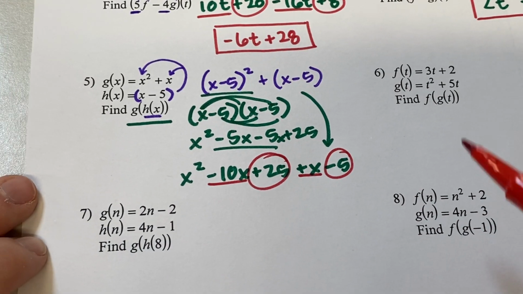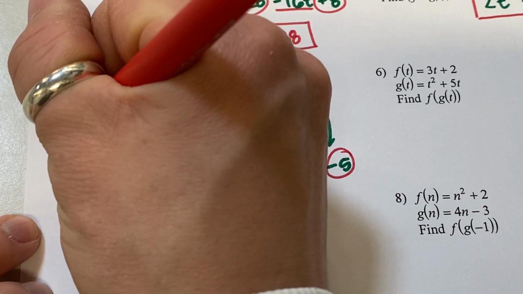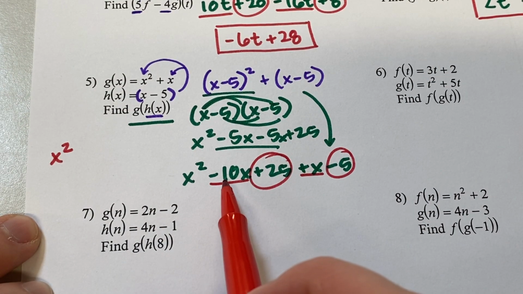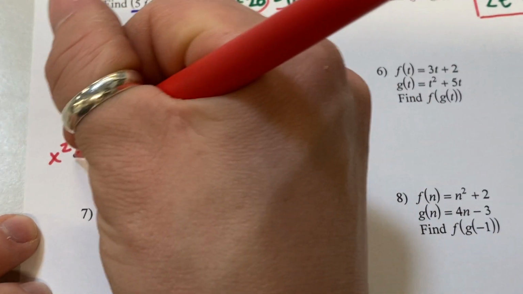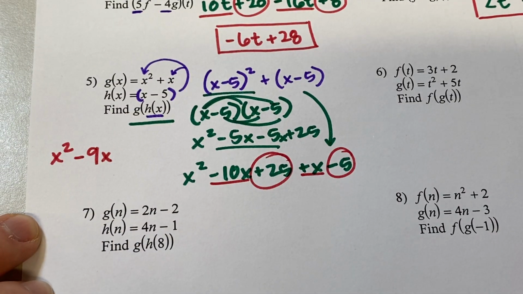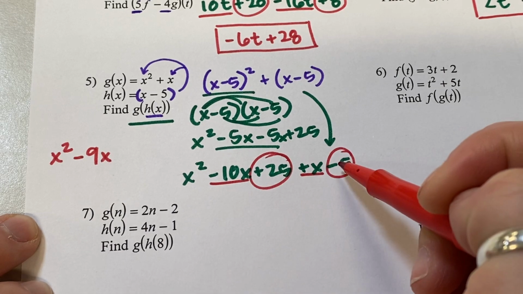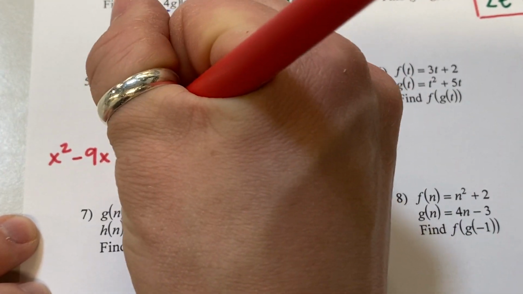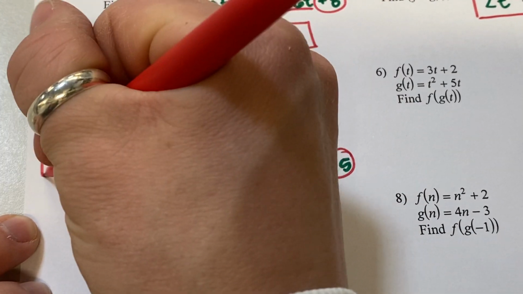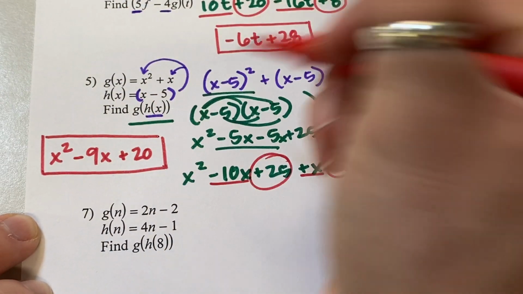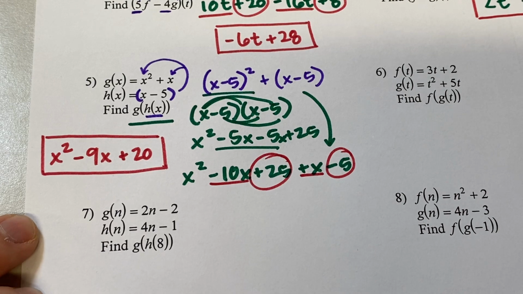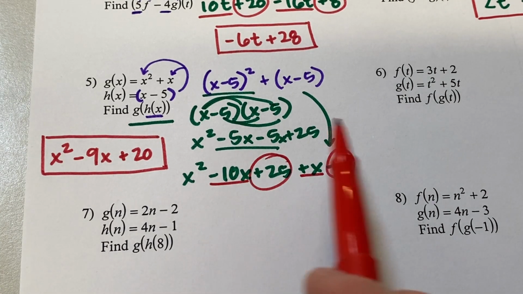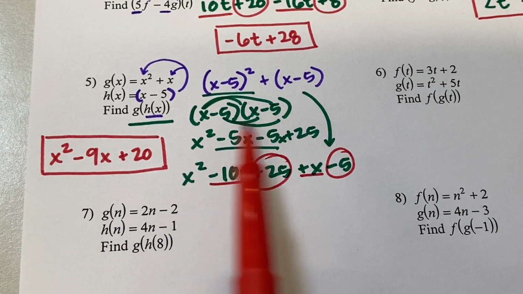X squared is going to stay in front, right? He has the highest power, so we have x squared. My x's are going to come next. -10 plus 1 gives me -9. 25 minus 5 gives me positive 20. And there's my new function when I took h of x and I plugged it into g of x. Kind of messy, just a matter of plugging it in, then simplifying it out.